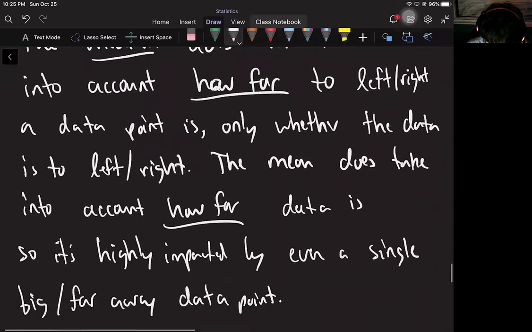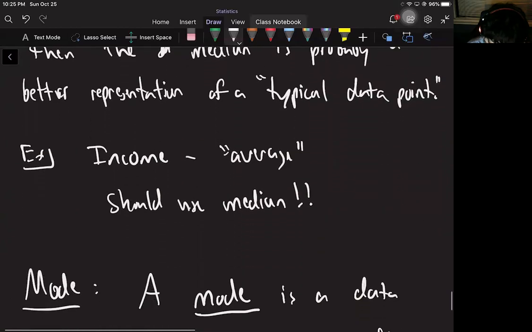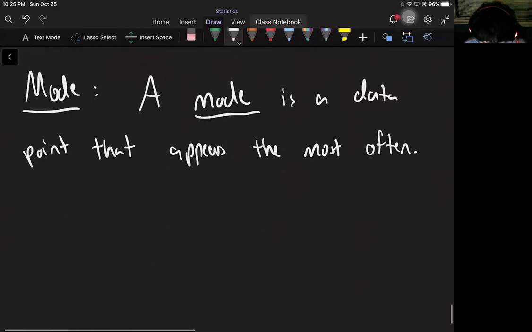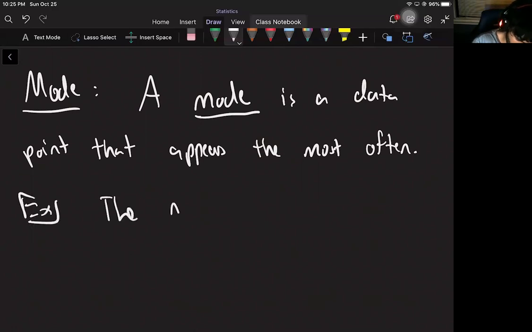So the mode addresses that question. It says, fine, just tell me the number that shows up the most. And that's going to be another way to think about what a typical data point is. So first, we'll just see a little example of how to calculate it.